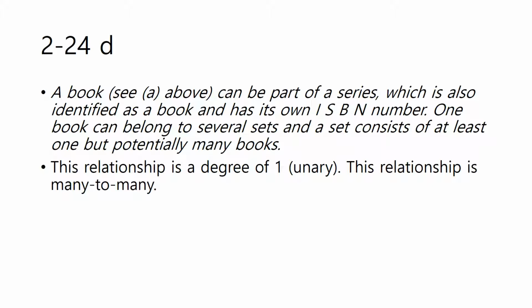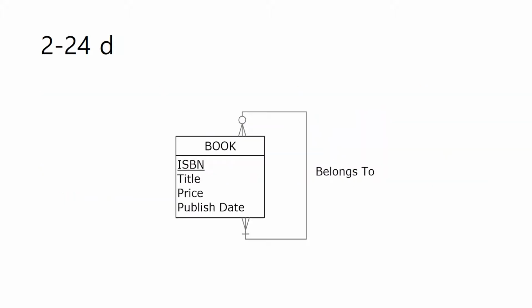And then problem D. A book, see problem A above, can be part of a series which is also identified as a book and has its own ISBN number. One book can belong to several sets, and the set consists of at least one but potentially many books. This relationship must be unary. Also, it is a many-to-many relationship.